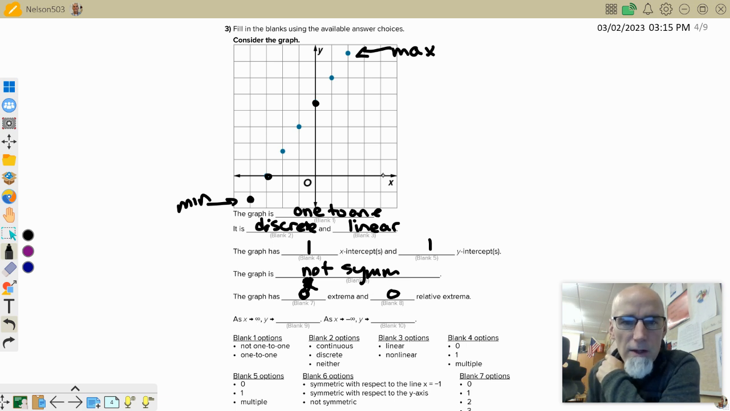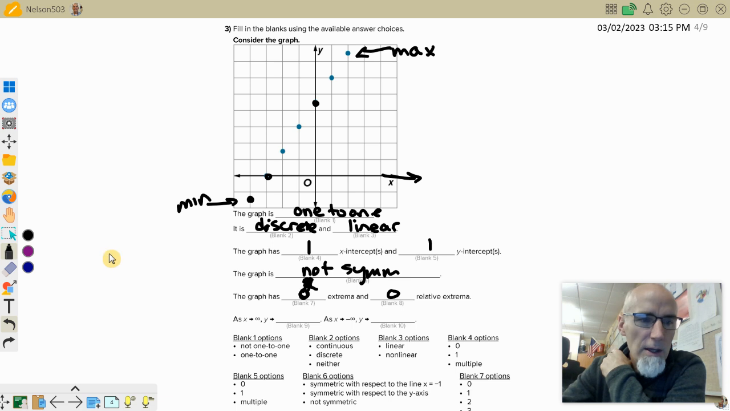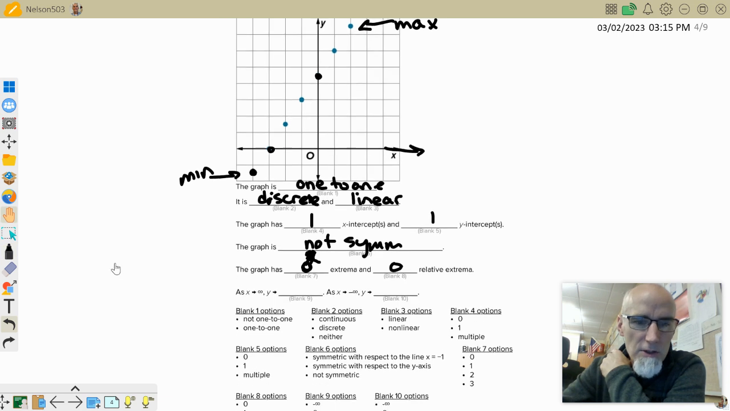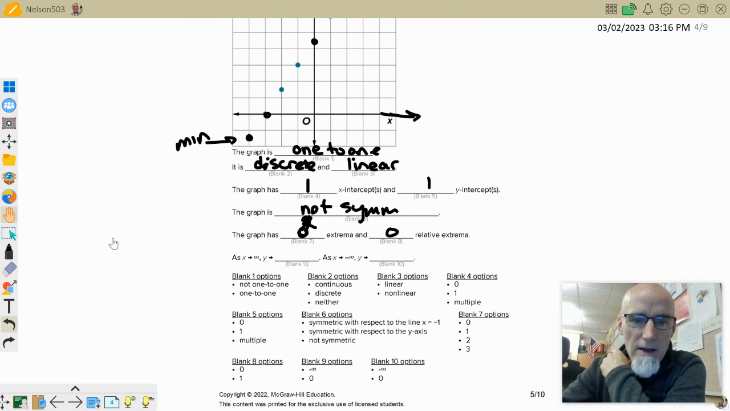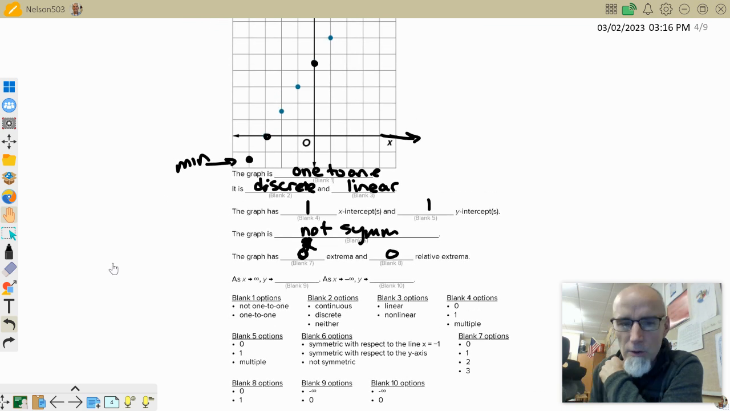As we go out to the right, the function is going up unless it stops. So, is no end behavior one of the options? I should have looked this one over before I signed it. Oh, good. Okay, so it's not like no end behavior. But as we go to the right, it's going up. So, okay, that makes more sense. And since they're claiming that it keeps on going, then there is no extrema.